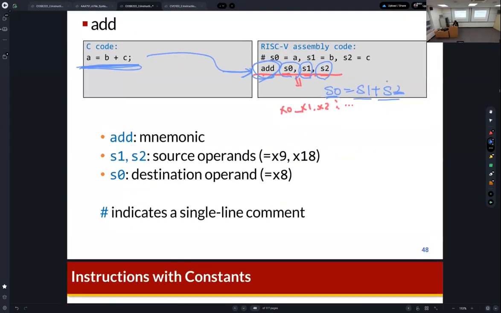So this is equivalent to X8, X9, X18. It's equivalent. We can represent the RISC-V instruction using register numbers, and also we can represent RISC-V instructions using ABI names. Understand? Okay, good.